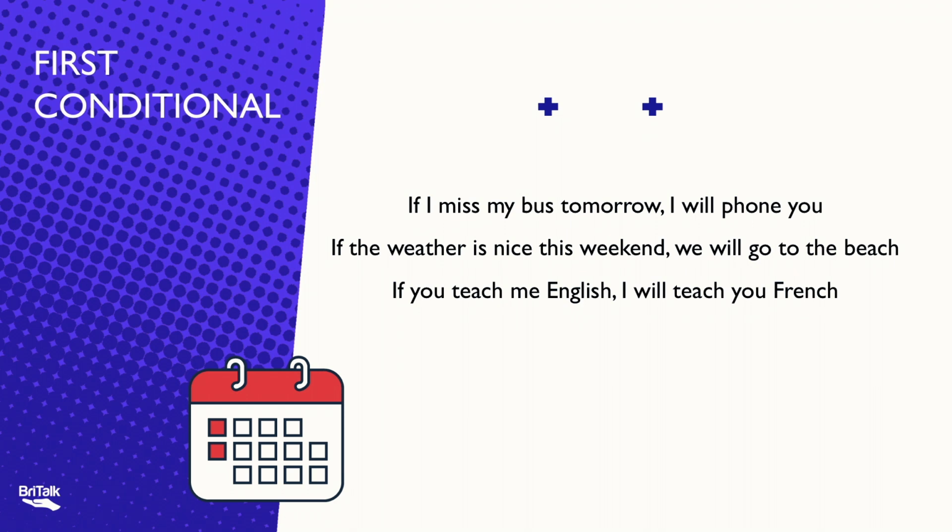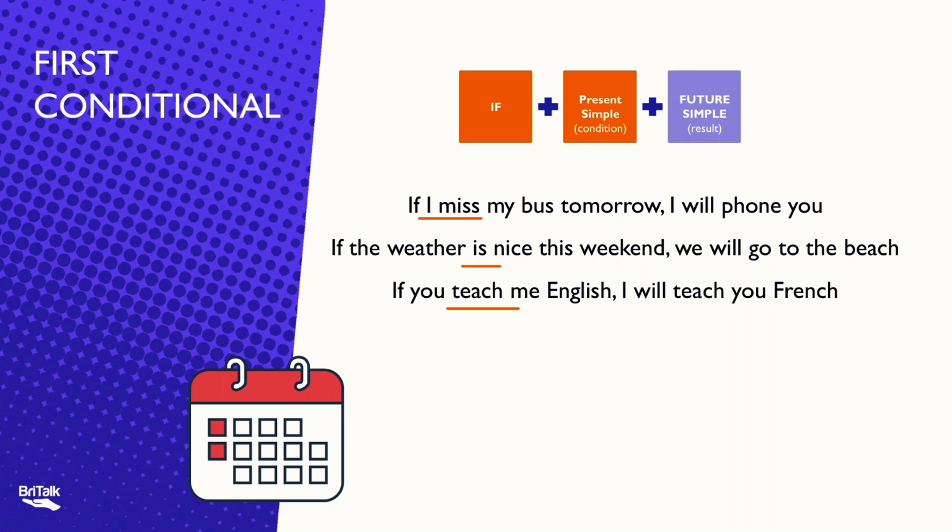So, what's the difference? Well, the structure, la struttura, is different. With the zero conditional, we only use the present simple, but for the first conditional, we use if plus the present simple for the condition, miss, is, teach, plus the future simple for the result. I will phone you, we will go to the beach, I will teach you French.